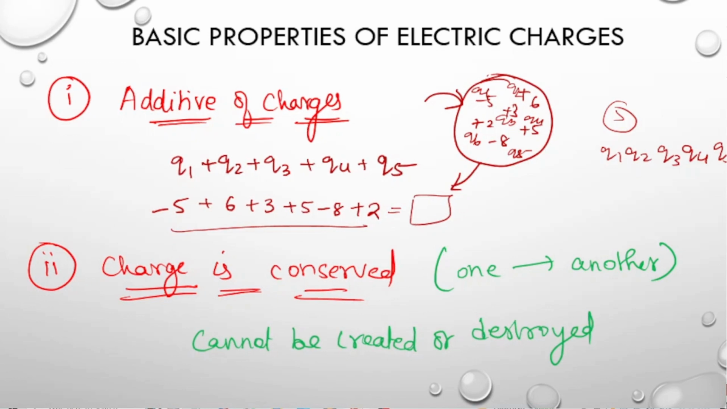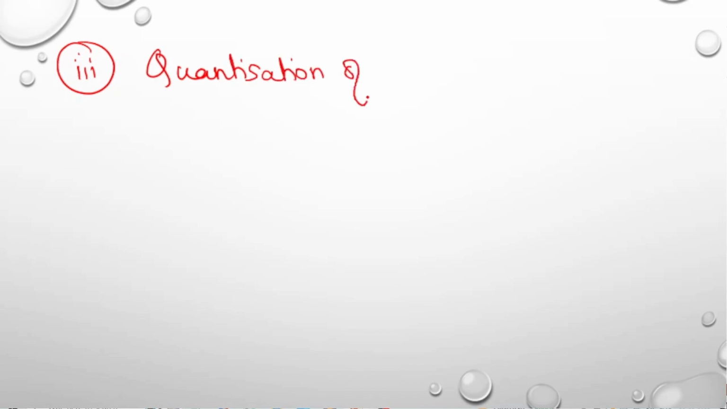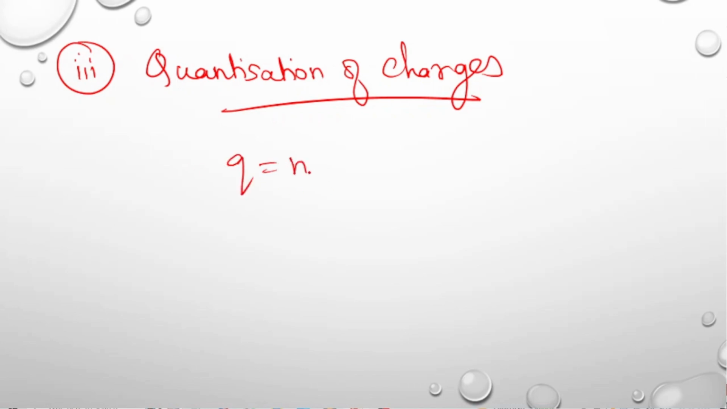This is the second property that we are going to discuss. And now I'll discuss the third property. Your third property is a very important property, quantization of charges. Very important property. So what is quantization of charges all about? Quantization of charges means Q is equal to Ne.